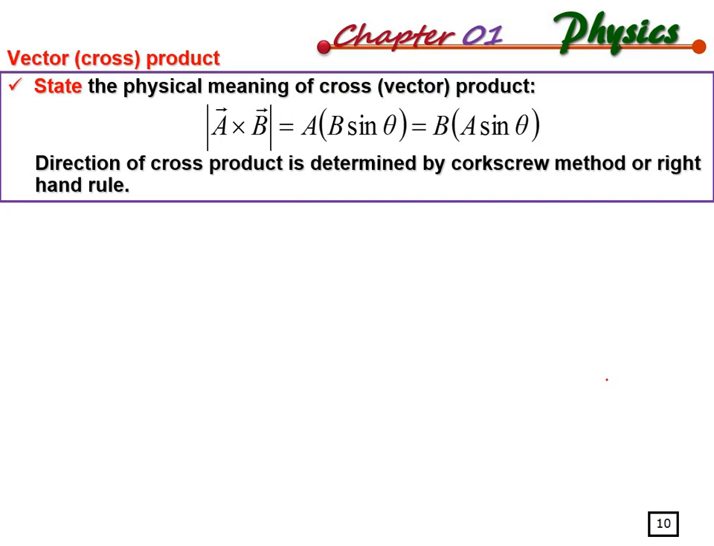Now, how about the vector or cross product? The magnitude of the cross product of vector A and vector B equals A B sin theta, which equals B A sin theta. The direction of the cross product is determined by the corkscrew method or the right hand rule.